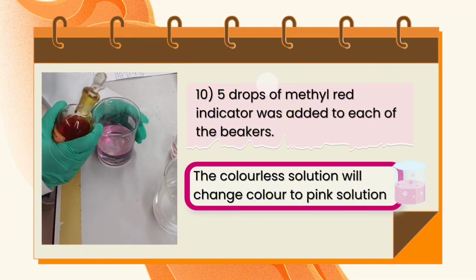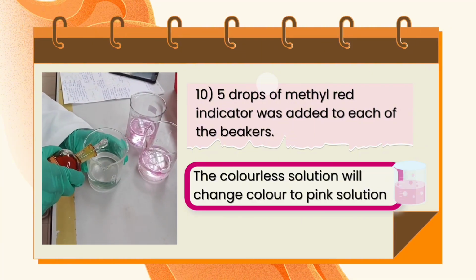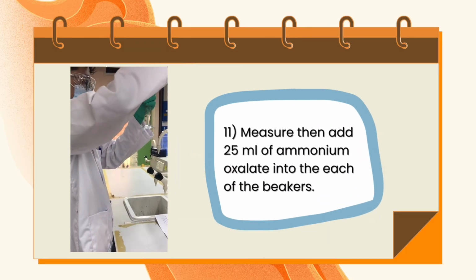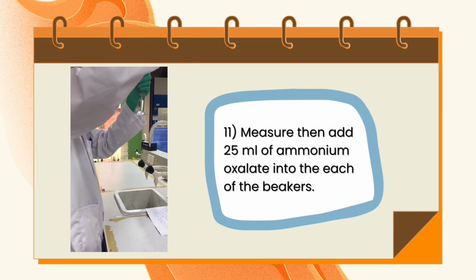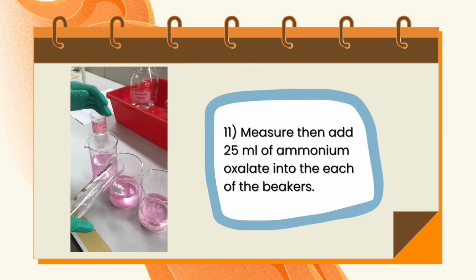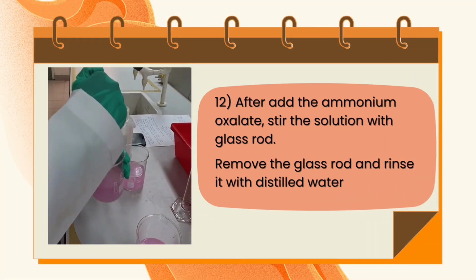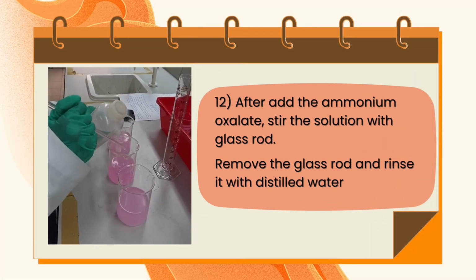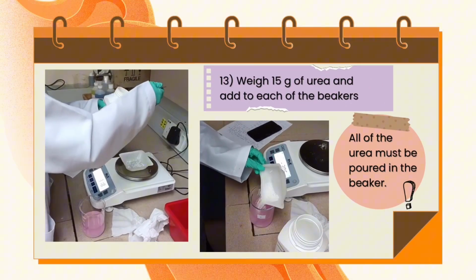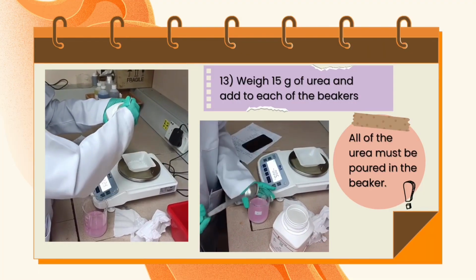Next, we added 5 drops of methyl red indicator, which turns the acidic solution pink. Then, followed by ammonium oxalate, which we measured and added 25 ml of ammonium oxalate into each of the beakers. After that, we stirred the solution with a glass rod, and after finishing, we removed the glass rod and rinsed it with distilled water. The crucial step was adding 15 grams of urea and heating the mixture.